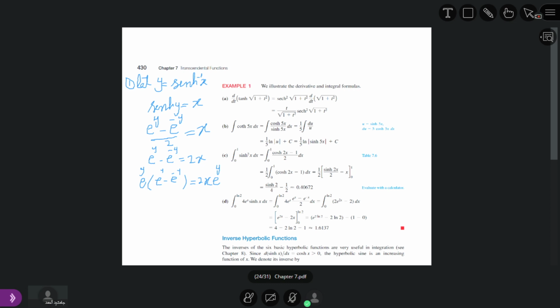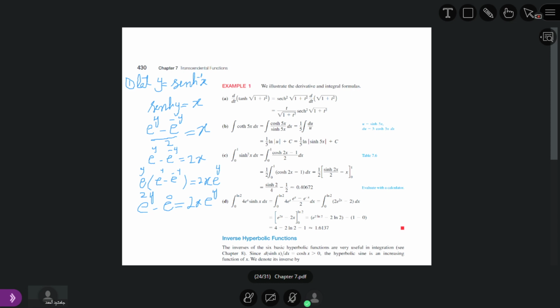Now e power y times e power y is e power 2y. E power y times e power minus y is e power 0. So e power 2y minus e power 0 is equal to 2x e power y.